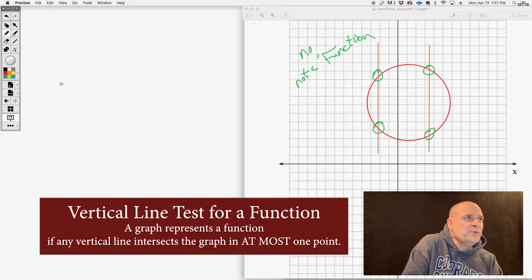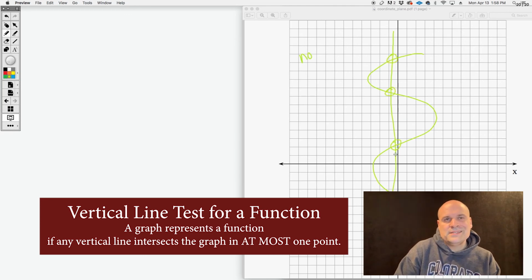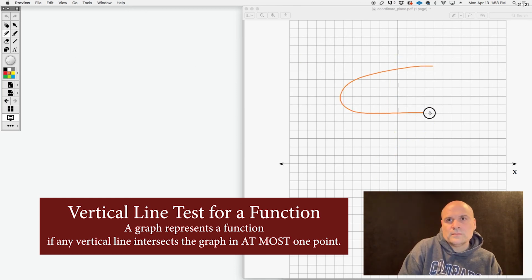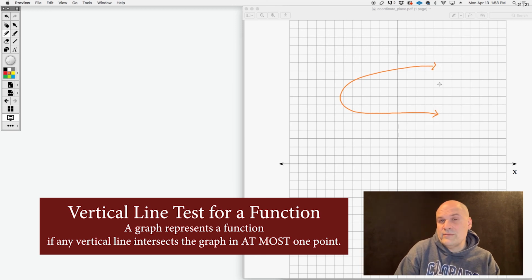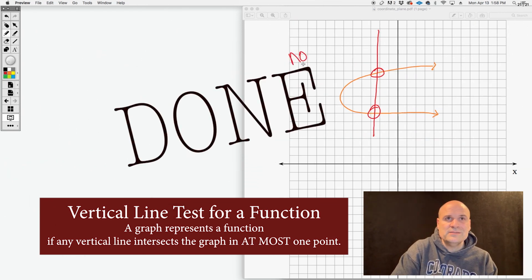All right, let's try a couple more. What about this guy? Yes or no? Correct. No. Because look, if I drew a vertical line, it's touching multiple. It looks like a dollar sign kind of. Okay, so this is no. All right, what about this one? Okay, and this goes on forever and ever. Well, all you need is one instance where it's not a function. Look at this. See how it's touching 2 parts? So no, this is not a function either.